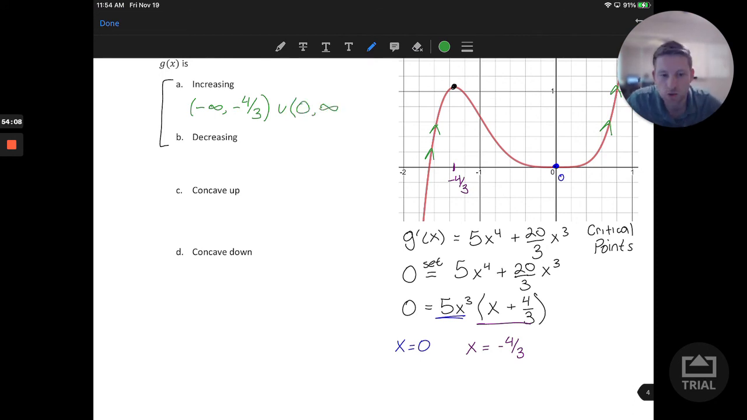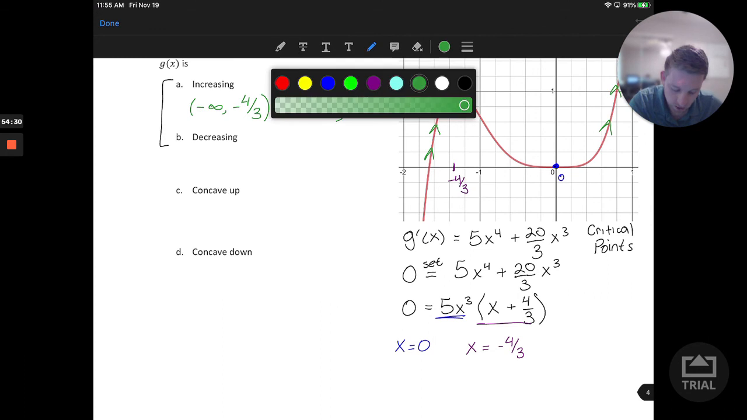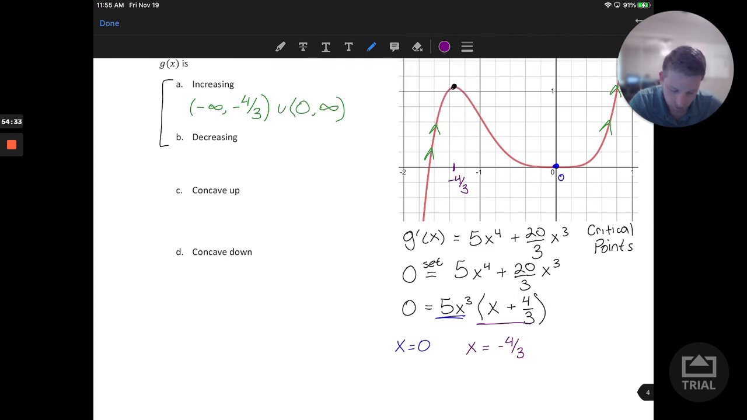In future lessons, we won't necessarily use that aid of the graph immediately, and so we'll have to figure out how to determine what regions are increasing and decreasing based off of those critical points. The decreasing intervals we could label as well, in between these 2 critical points. That'll be 1 interval there, the interval from negative 4/3 all the way to 0. Again, with the aid of that graph.